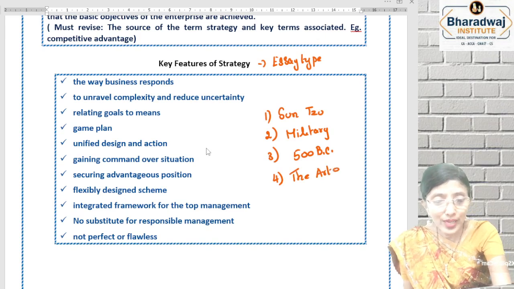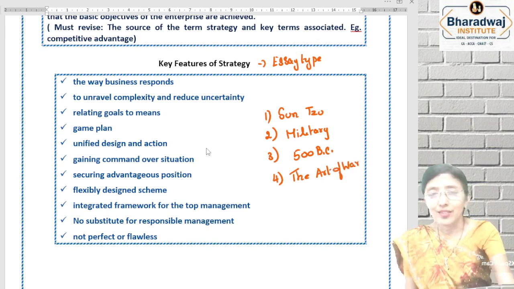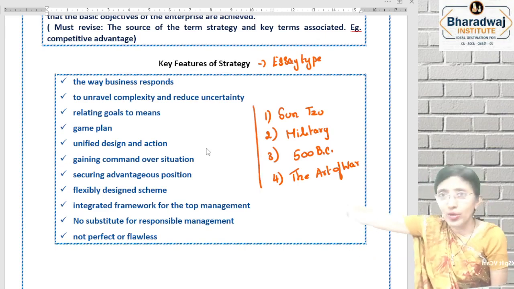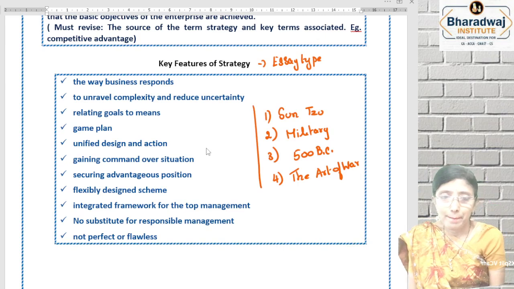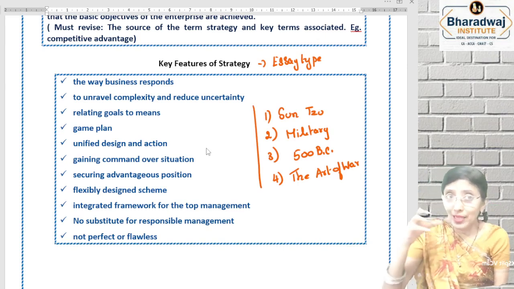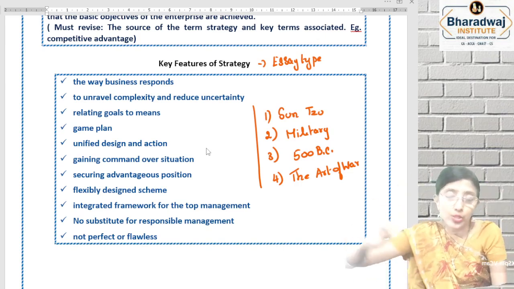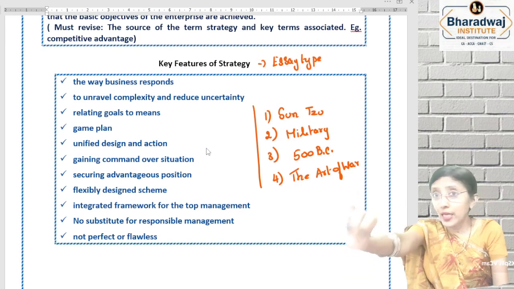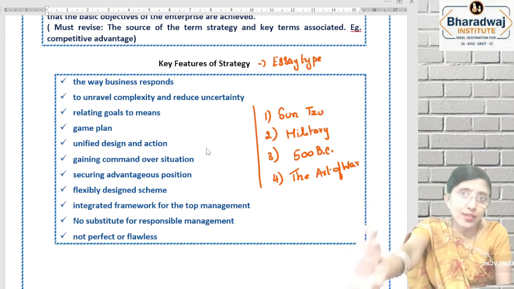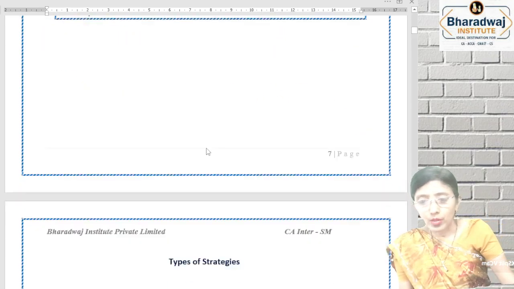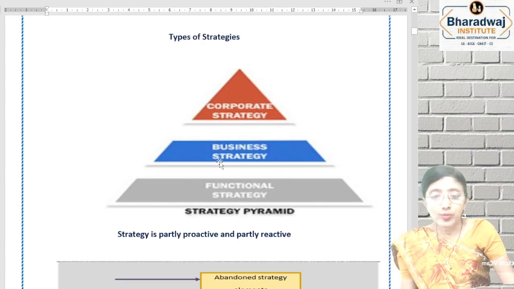Now this is where you are going to make your answer technical by including all these 4. But the key features you write on your own. Am I clear, my dear students? You can enrich your answer only with the technical inputs, names of the experts, any publication, any chart, any data is what is expected in your essay type. Okay? Yes. Now, types of strategies.